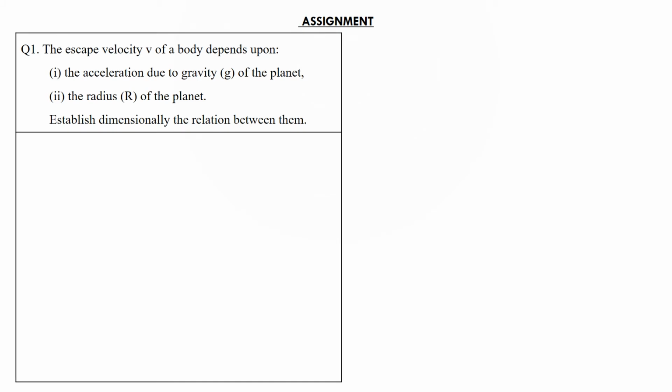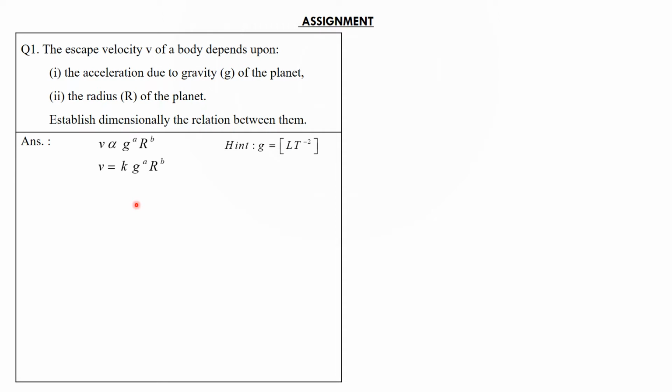So let's start. Question number 1. The escape velocity v depends upon acceleration due to gravity g and radius r. So that means v is proportional to g to the power of a and r to the power of b. That was the first step. Then we remove the proportionality, put constant k.